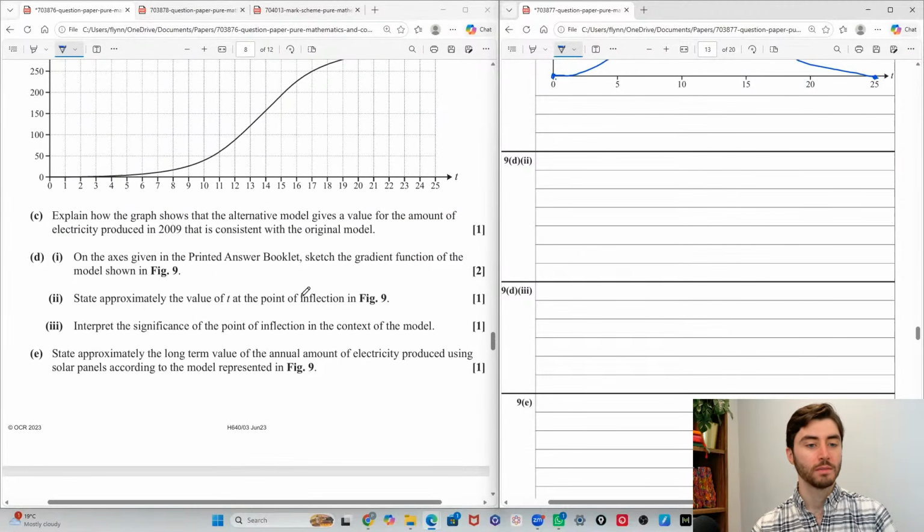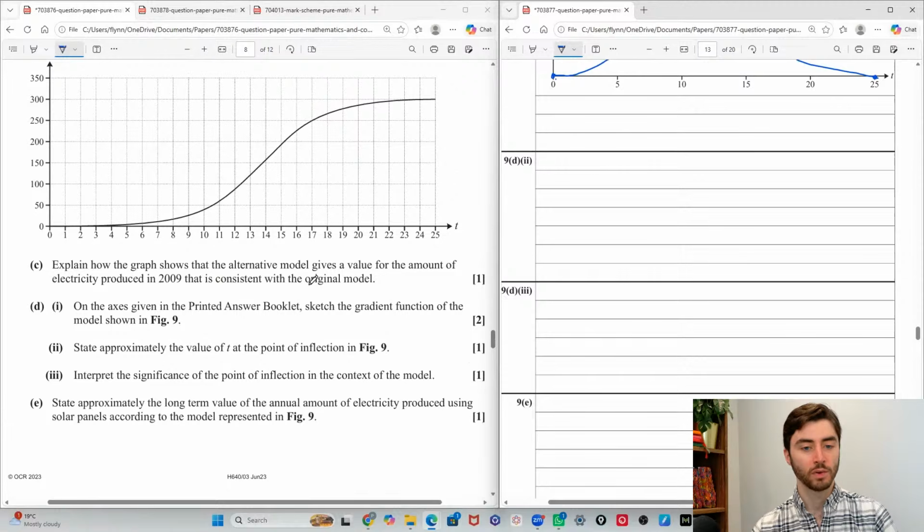State approximately the value of t at the point of inflection. Well, it's going to be roughly halfway in the middle, so I'll say 12.5, or t equals 12.5.